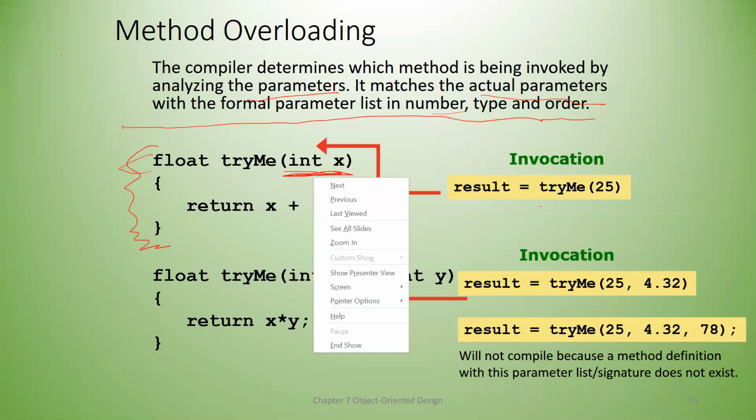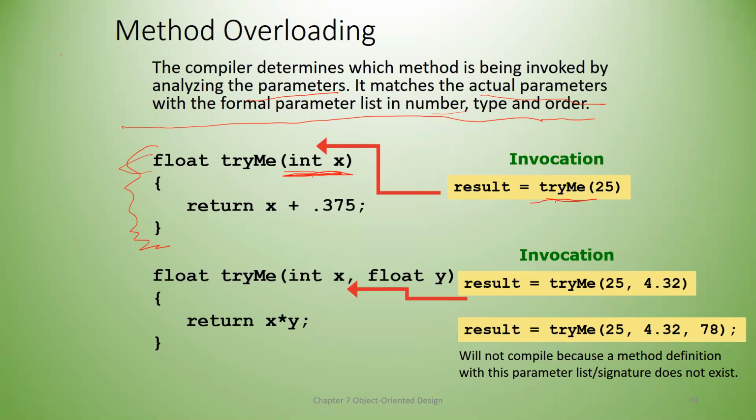So when you actually call it, look at this, this is the actual call. This is the one parameter. This matches this. Data type, number, they all match. So it's calling this. Well, this is the overloaded try me method. This one differs from this one in the parameter list. This one accepts two parameters, one int, one float. And the return type, they are the same.